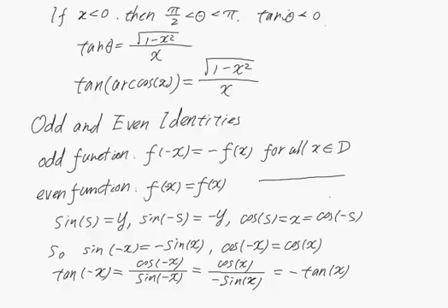And then let's go with the cotangent. So cotangent of the negative x, we just use the reciprocal identity. This is equal to 1 over the tangent of the negative x. And we just have seen this tangent is an odd function.